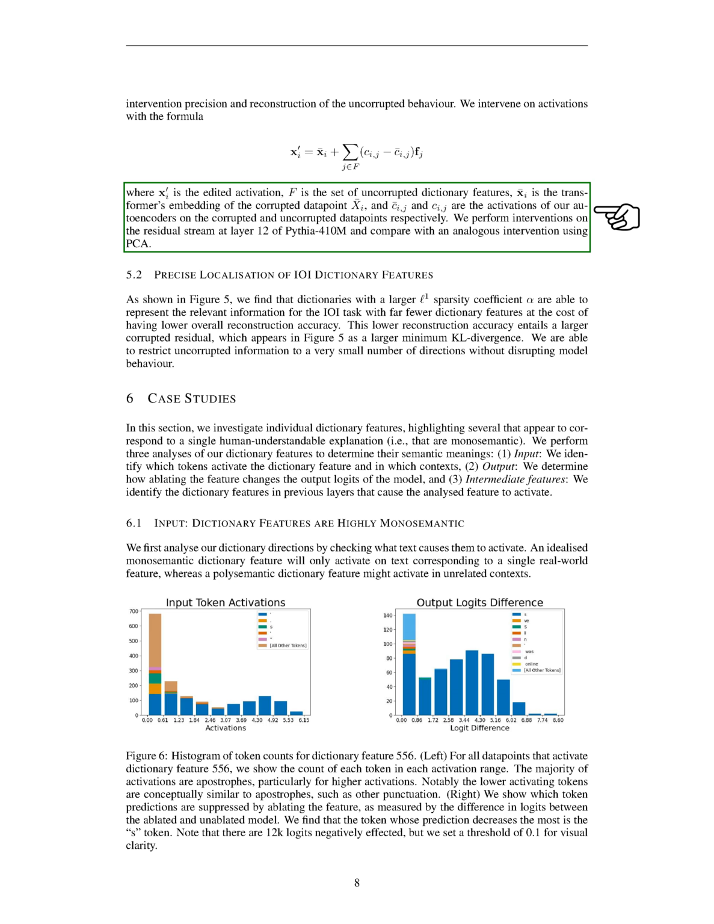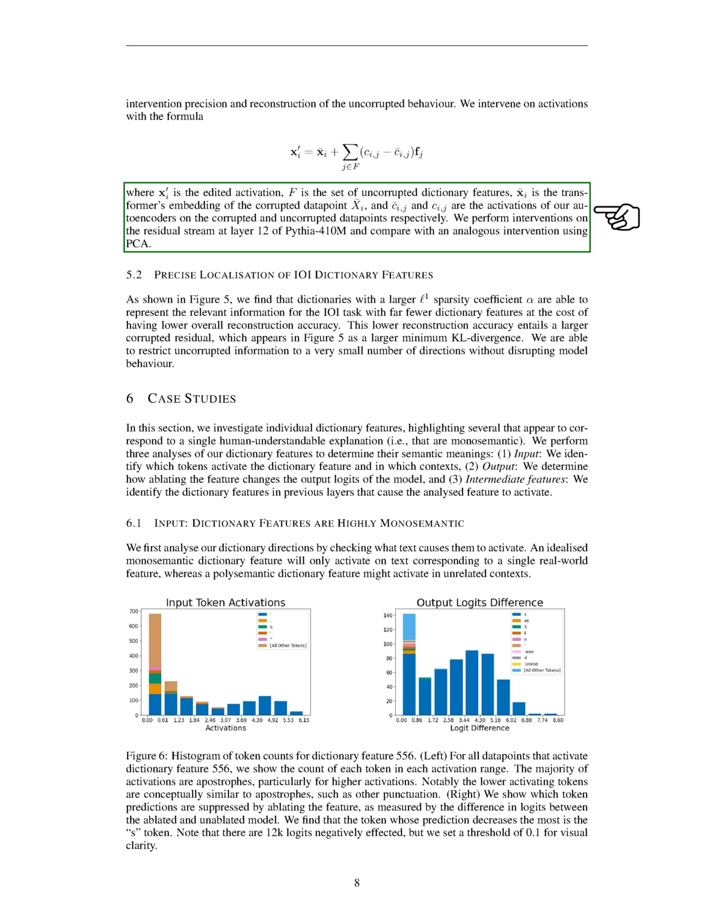We then intervened on activations using a formula that essentially adds the difference between the activations of our autoencoders on the corrupted and uncorrupted data points to the transformer's embedding of the corrupted data point. We performed these interventions on the residual stream at layer 12 of Pythia 410M and compared the results with a similar intervention using PCA.